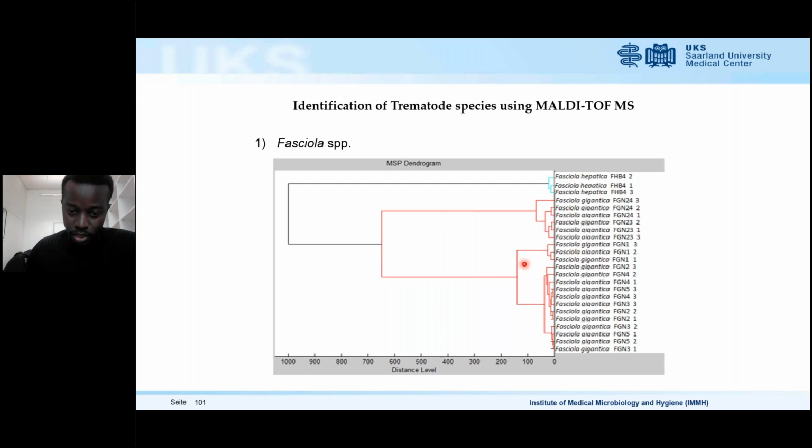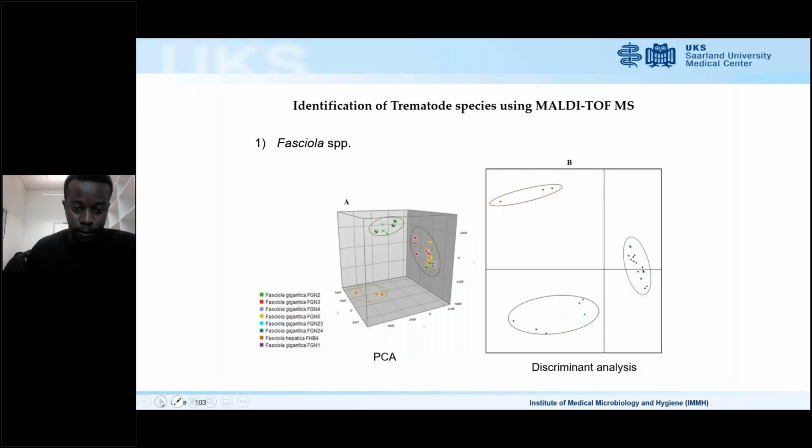Also, within the species, we see some intraspecies variation in the clustering. We can see that with a certain distance these two groups are separated. With a statistical test, we also confirmed this clustering by doing a PCA and a discriminant analysis. The hepatica is here and clearly separated from the gigantica, and the intraspecies and interspecies variation is also confirmed here.